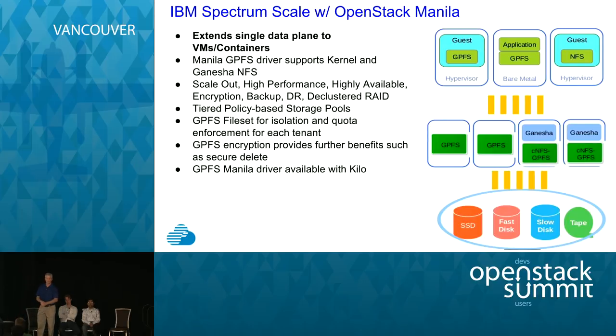So then how do we integrate Manila with Spectrum Scale? We have a GPFS Manila driver that leverages the features of GPFS with Manila. It supports both kernel and Ganesha NFS servers. Again, we take advantage of the tiered policy-based storage pools. And for quota management, when we create a share within GPFS, that's a GPFS fileset, and we define the usage quotas at the GPFS level, and so that provides a very convenient way for managing that for our users. You have other enterprise features like encryption, compression, that can be enabled as part of the environment as well. And the Manila GPFS driver is now available in the Kilo release.